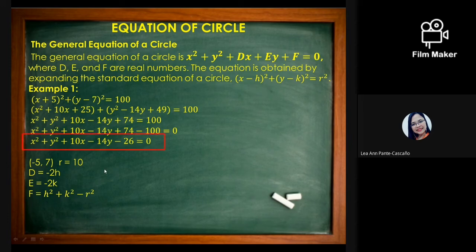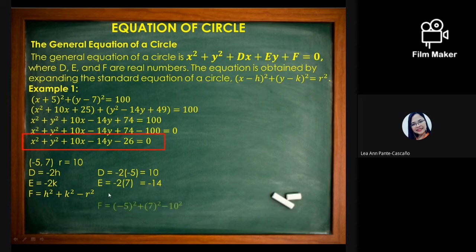So, tingnan natin kung paano gagawin. Substitute lang natin. Ang h daw ay negative 5. So, negative 2 and h is 5. So, negative 2 times 5, that is equal to 10. So, meron na tayo for D. Let's have for E. Negative 2, ang value of k is 7. So, negative 2 and 7 is negative 14.